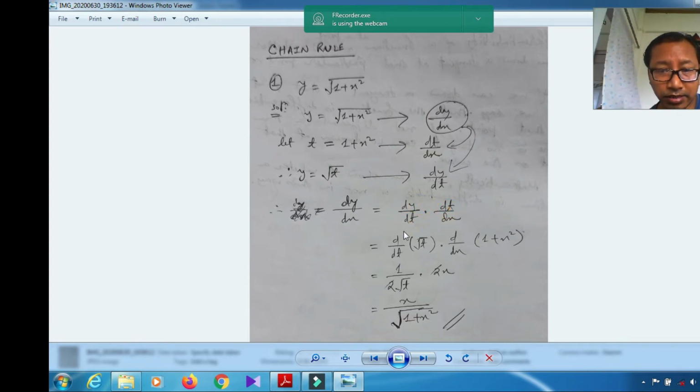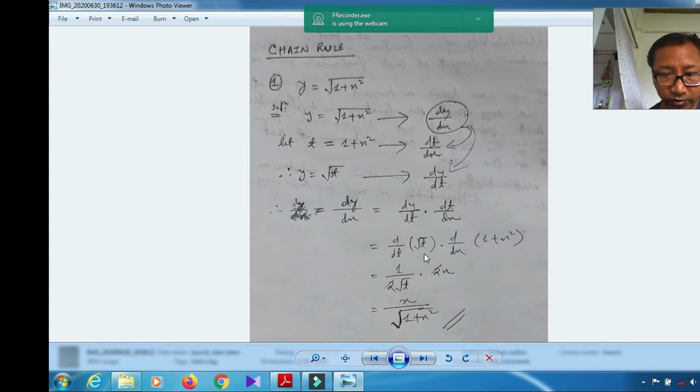You can see if dt and this dt is cancelled, then dy by dx, which is same as this, we will get. That means these two are equal. Now we will put the requirements here: dy by dt, that means d by dt of y is what? y is root t, and dx by dt is d by dx of t. t means 1 plus x square.